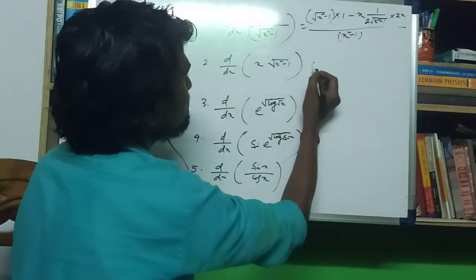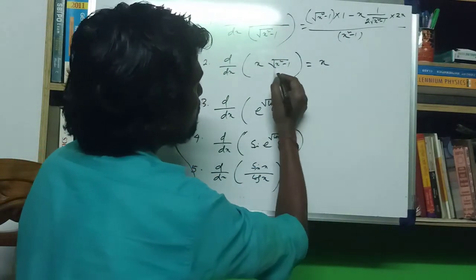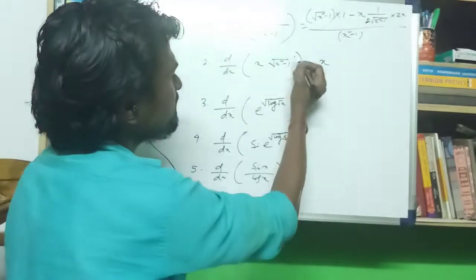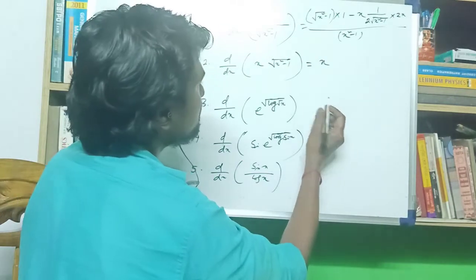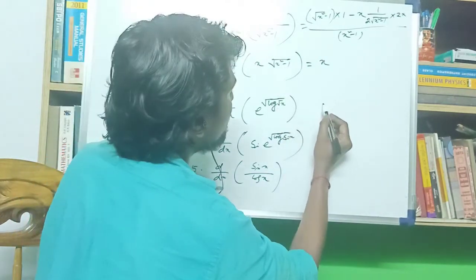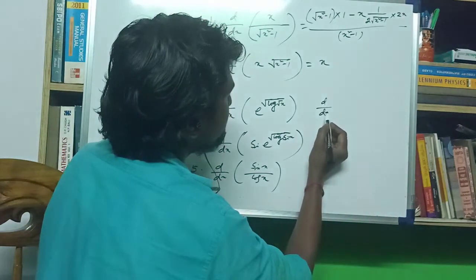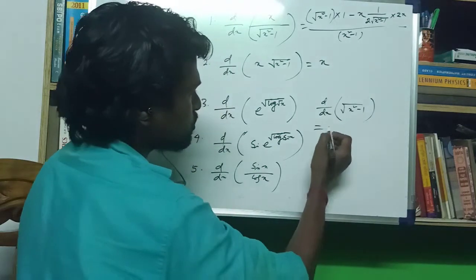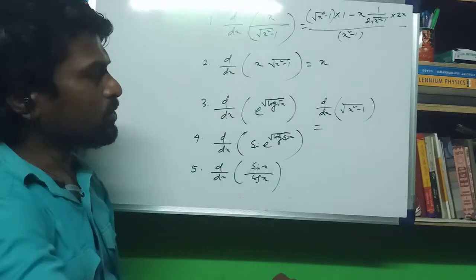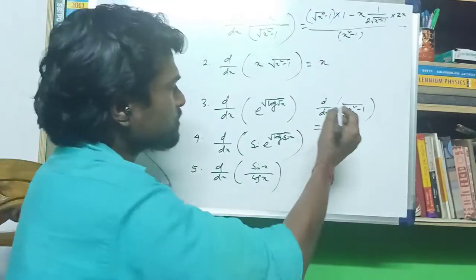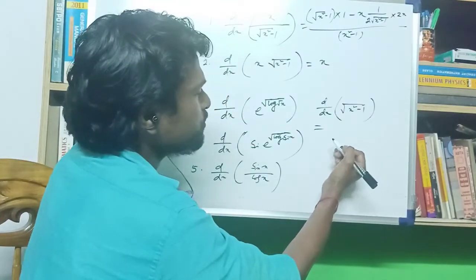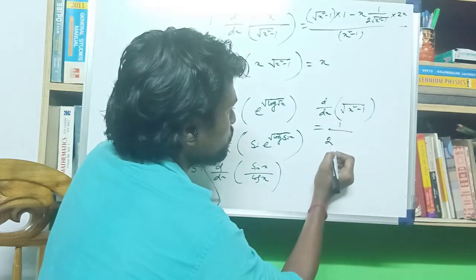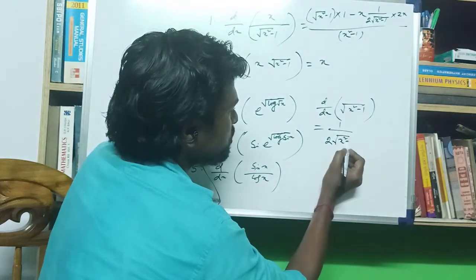The second one is x into the derivative of this one. If it feels too hard, then take it separately: x square minus 1. So the rule for root x is 1 by 2 root x. So the derivative of d/dx of root under x square minus 1 takes the form 1 by 2 into root under x square minus 1.